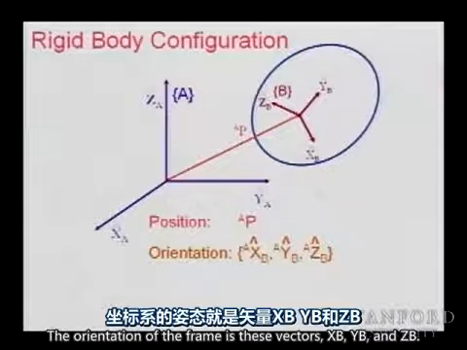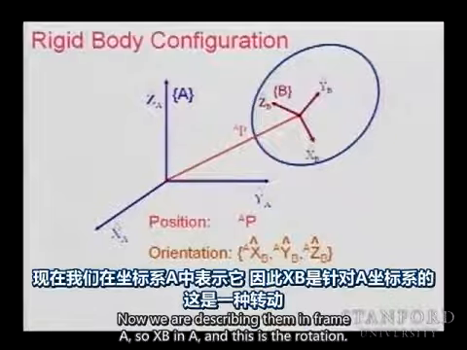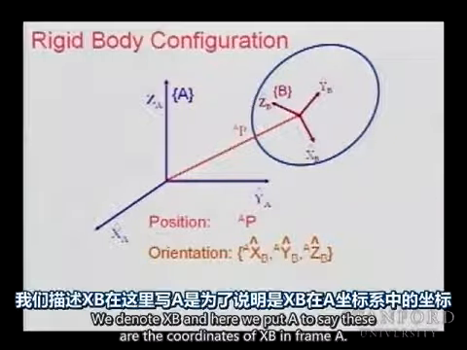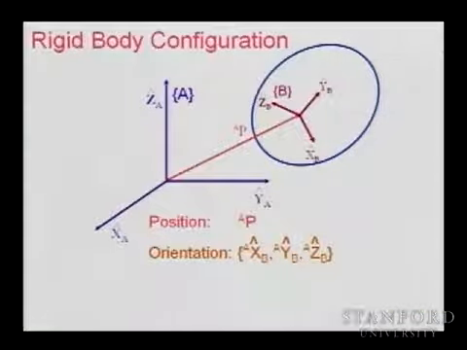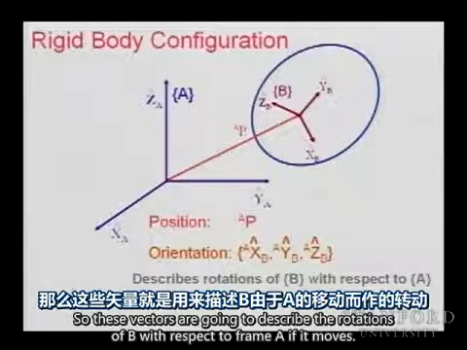The orientation of the frame is these vectors XB, YB, and ZB. These vectors can have descriptions in different frames. Now we are describing them in frame A, so XB in A, and this is the notation. We denote XB, and here we put A to say these are the coordinates of XB in frame A. So these vectors are going to describe the rotations of B with respect to frame A if it moves.